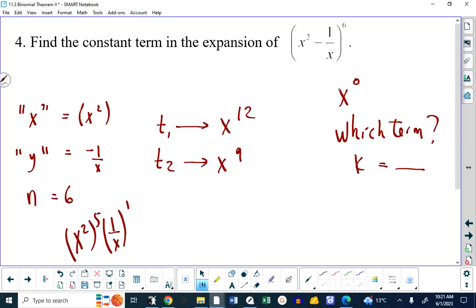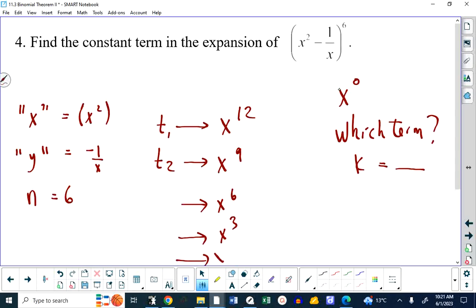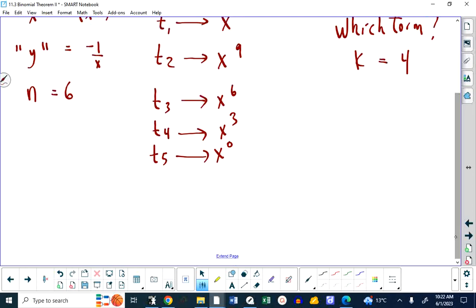It's going to be dropping by 3 each time. Once you see that it goes from 12 to 9, you would want to demonstrate it on a written response, but it goes from 12 to 9, so it's dropping by 3. So if it drops by 3 again, and again, and again, we will get to x to the 0. It is the 5th term, which means we're looking at a key number of 4. And now we can answer the question. The key number is 4.